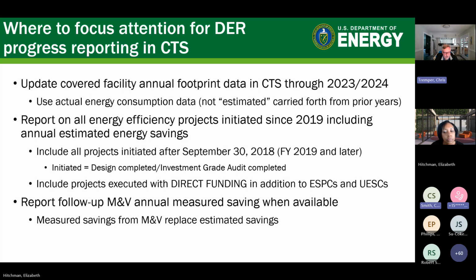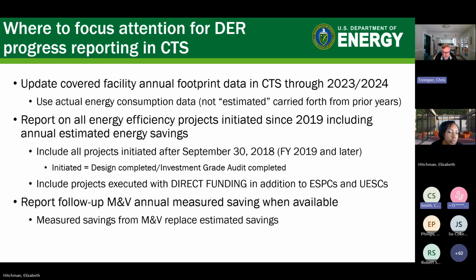And then what essentially DOE needs to do is report on all efficiency projects initiated since 2019, including the annual estimated energy savings. Initiated, again, in this case, means if you've completed the design portion of the project or the investment grade audit is completed, you can go ahead and report it and take credit.